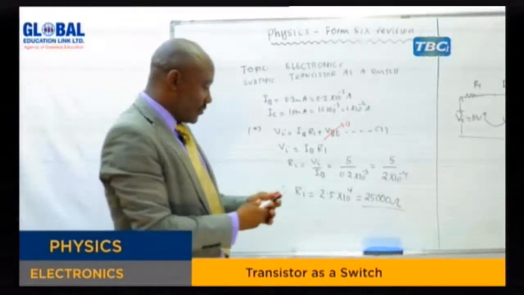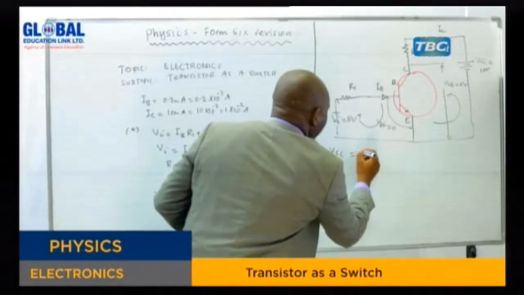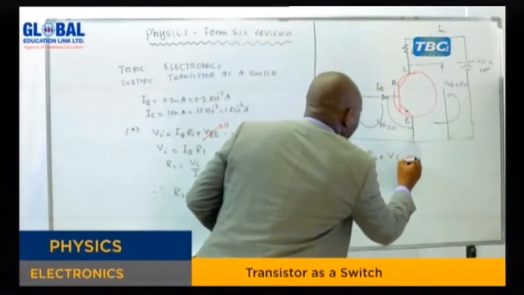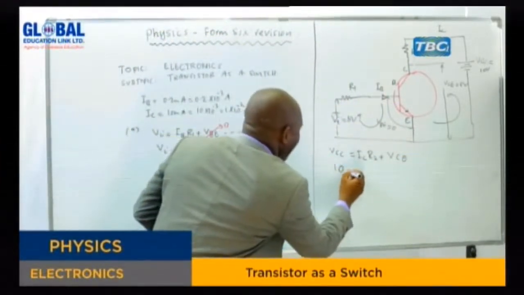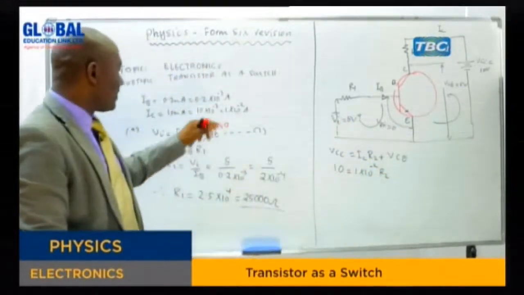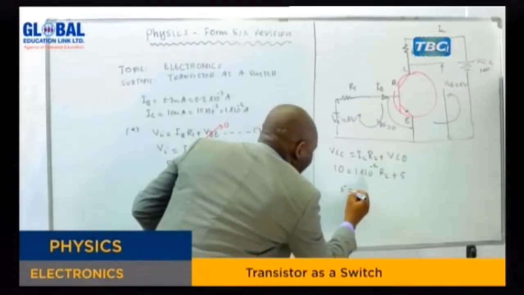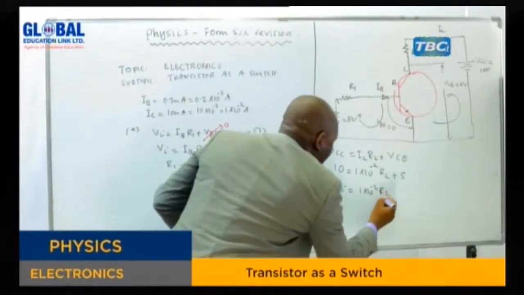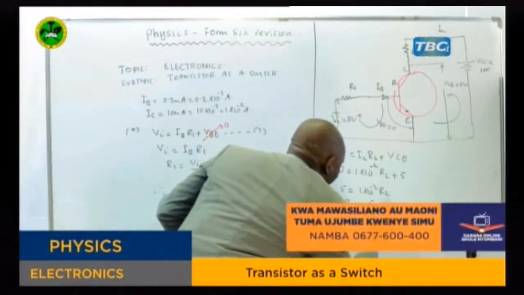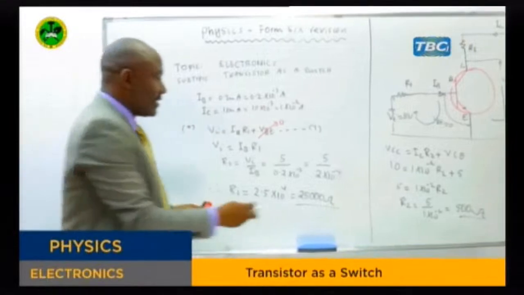Now R2, you can find R2 from the output circuit. From this circuit, we have VCC equals the voltage across R2, this is the collector current, that means IC times R2, plus the voltage across this junction, VCE. Our VCC is 10, our IC is given as 1 times 10 to the negative 2, we have R2, which we are looking for, plus our VCE, which is given as 5. So you have 10 minus 5, which gives us 5, which equals 1 times 10 to the negative 2 times R2. From there, you can find the value of R2 as 5 divided by 1 times 10 to the negative 2, which gives us 500 ohms. So those are the values of R1 and R2 respectively.